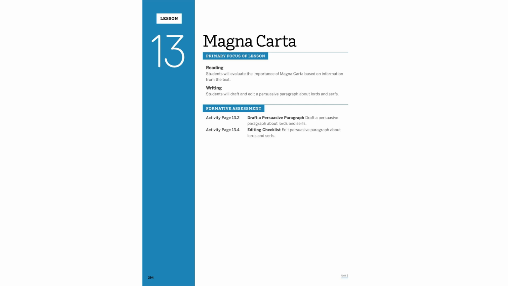The Magna Carta, a pivotal document in history, established the principle that everyone, including the king, is subject to the law. Students will evaluate its significance and draft persuasive paragraphs about the roles of lords and serfs, using an editing checklist to refine their arguments.